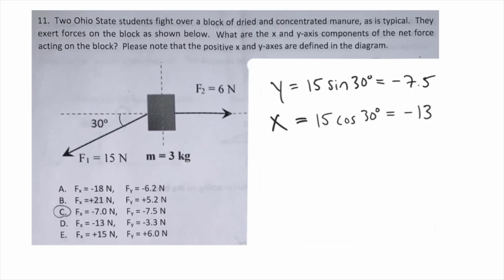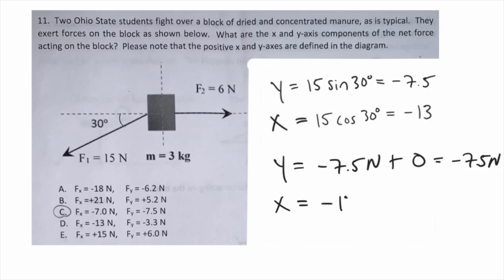Now, what we have to do here is sum up the x direction forces and the y direction forces. So in the y direction, force 1 is contributing negative 7.5 newtons, and force 2 is contributing 0, for a net of negative 7.5. In the x direction, force 1 is contributing negative 13 newtons, while force 2 is contributing positive 6 newtons, for a net of negative 7, which corresponds to answer choice C.